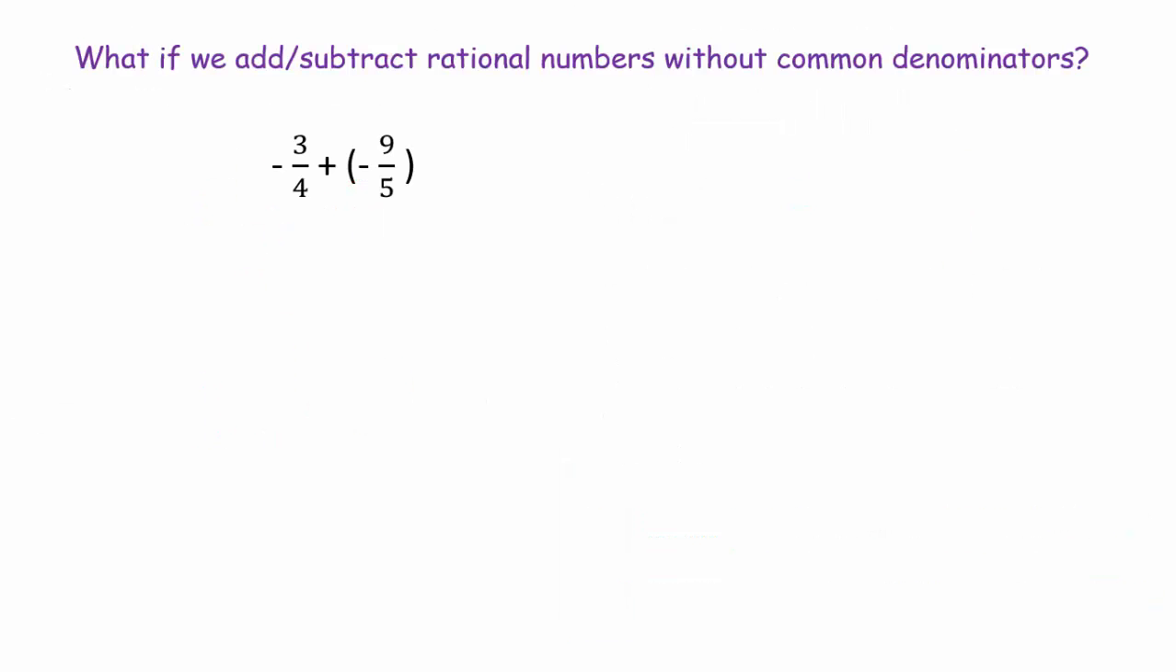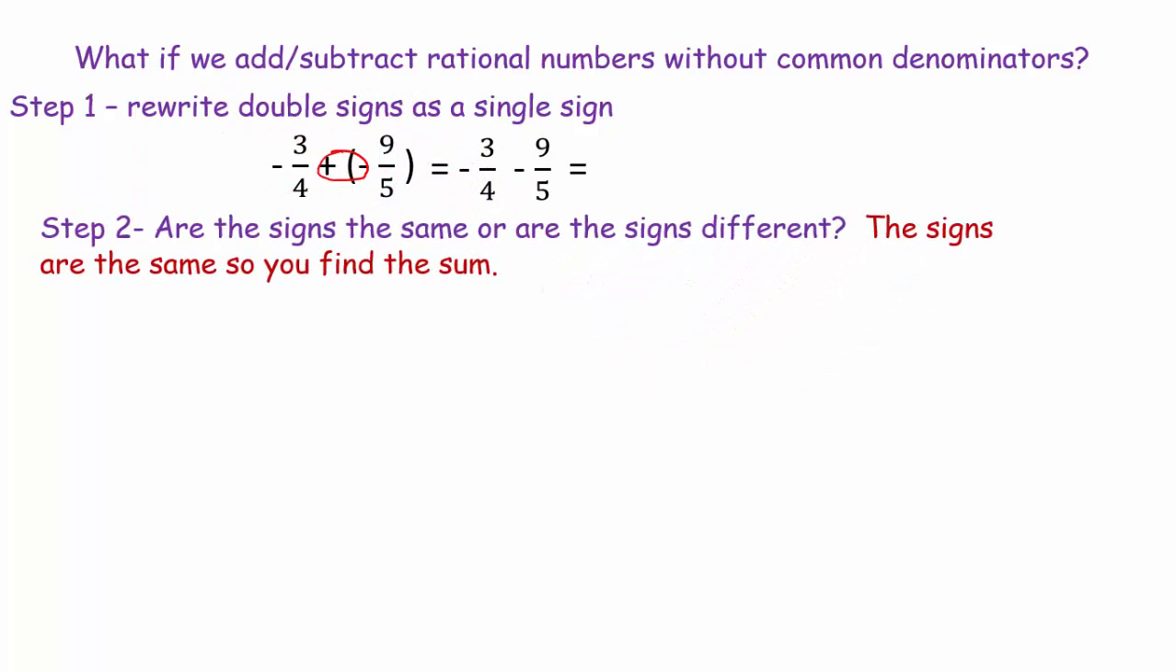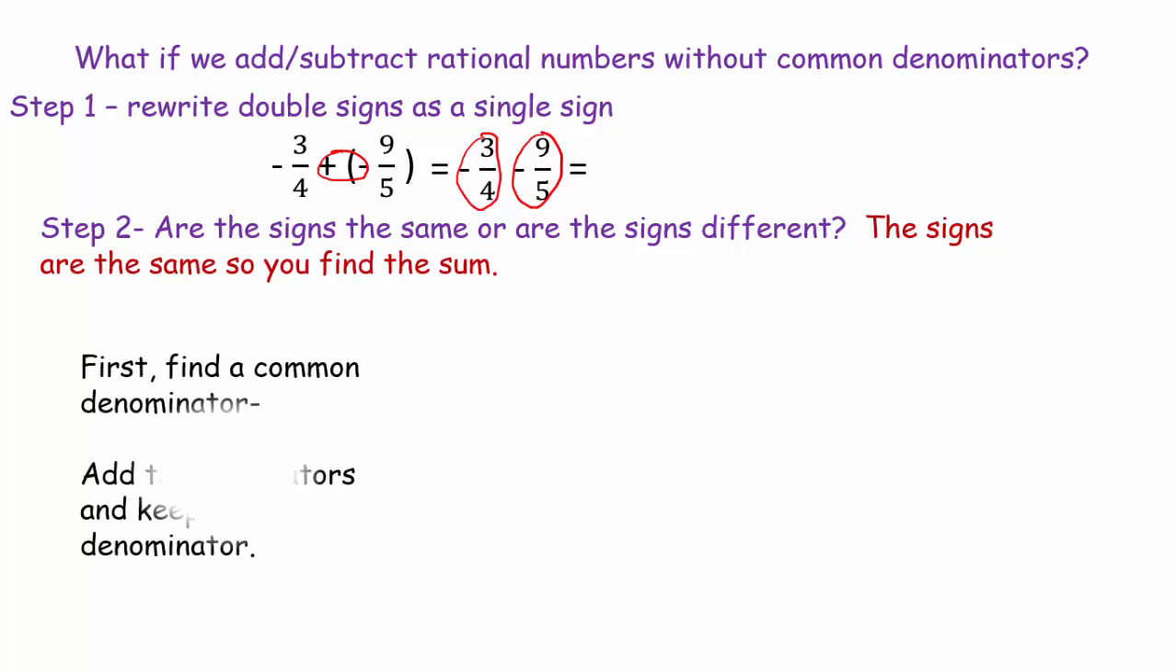So we have to also be able to add and subtract rational numbers that don't have a common denominator. Still, we're going to rewrite double signs as a single sign. So you know your plus a negative becomes a minus. Are the signs the same or the signs different? So if I look here, that 3/4 has a negative, that 9/5 has a negative. Those signs are the same. We're going to find the sum.